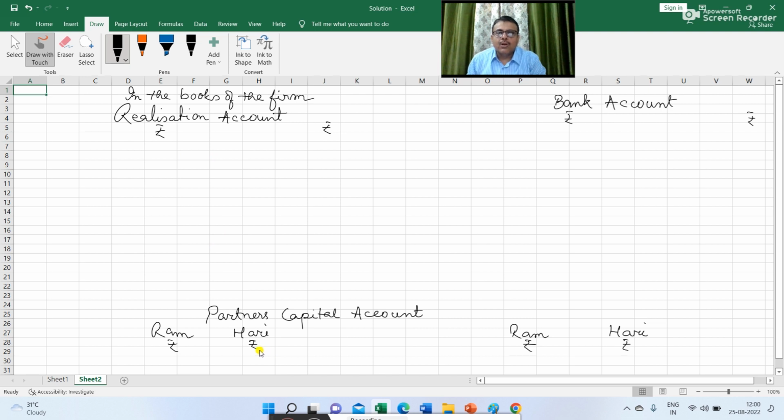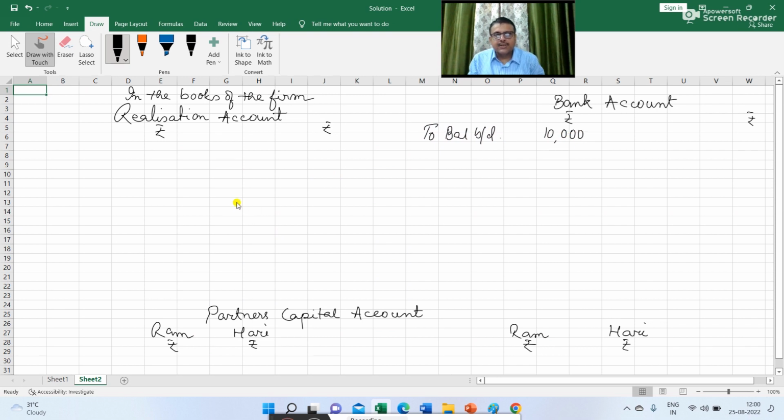So first of all, we have to transfer the balances which are given in the balance sheet to realization account, partners capital account or bank account. So let's start. Let us start from the asset side. The first figure in the balance sheet is the cash at bank. So I have to record it in the bank account as to balance b/d. So here I am writing to balance b/d 10,000.